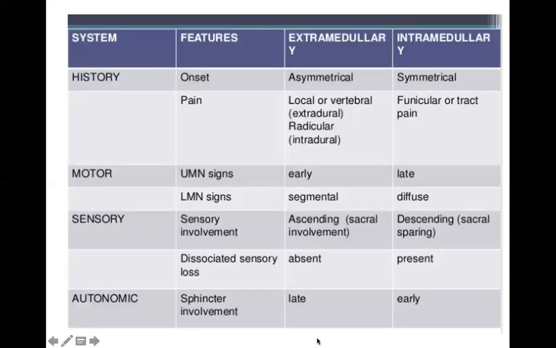So this chart is important. You know that extramedullary will be asymmetrical, intramedullary will be symmetrical. All these points you already know, but it's important that you apply this knowledge. That is why each question we have asked before is important, whether it's unilateral, asymmetric, symmetric, ascending, descending, autonomic involvement, early, late, everything is important.